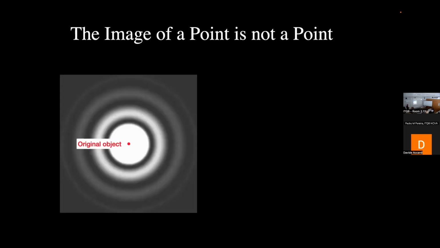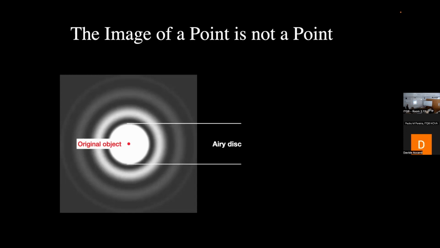So here we will have our original object. Let's consider this a dimensionless object. This is not truly dimensionless, but let's consider it so. And then we will see it in the microscope actually like this, okay?